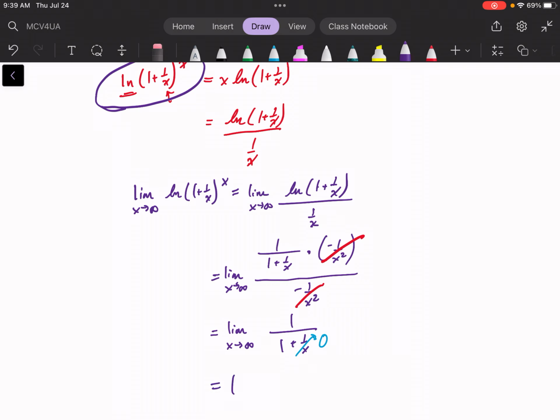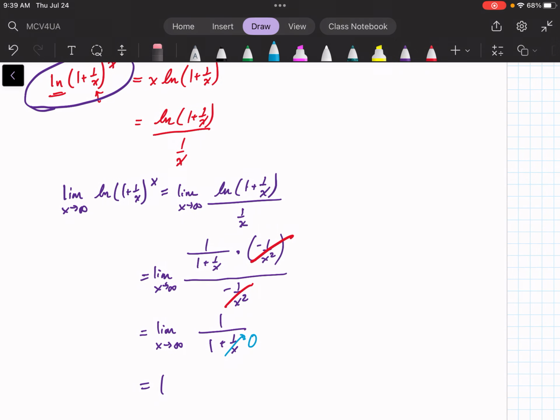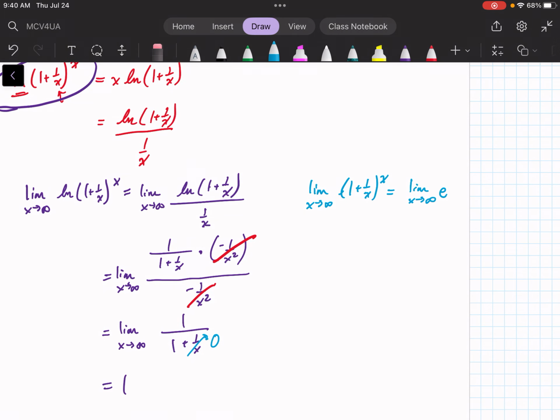So the question you must be asking yourself is, how does this work out? Or why does this help me? Well, now what we're going to do is we're going to look at this. So we know the limit as x approaches infinity of this (1 plus 1 over x) to the exponent x. Well, that is the limit as x approaches infinity of e to the exponent natural logarithm of (1 plus 1 over x) to the exponent x.